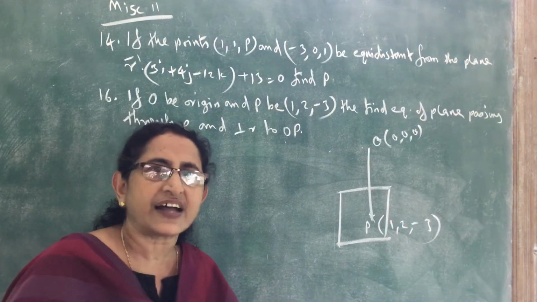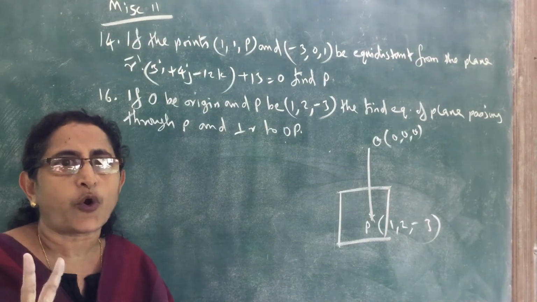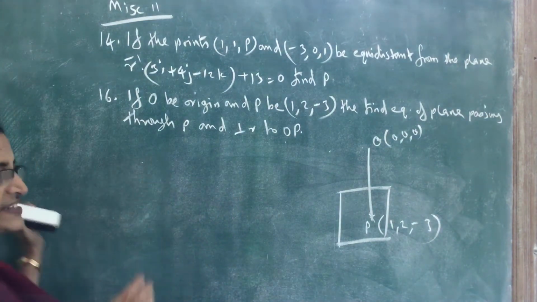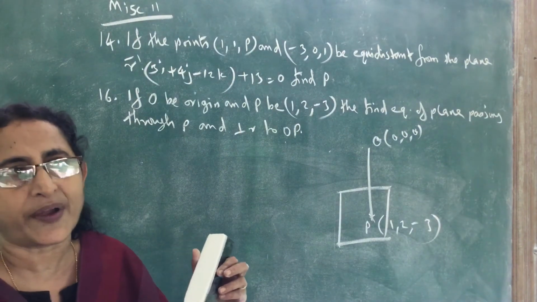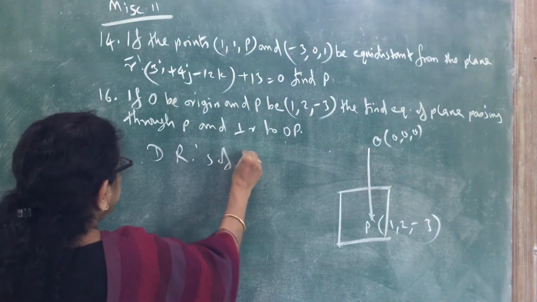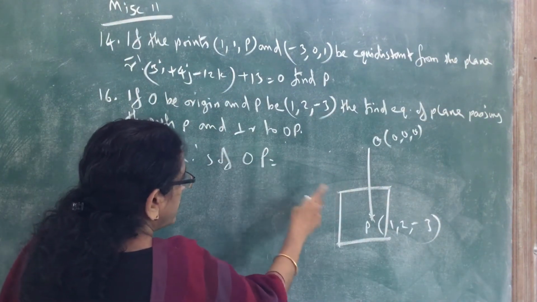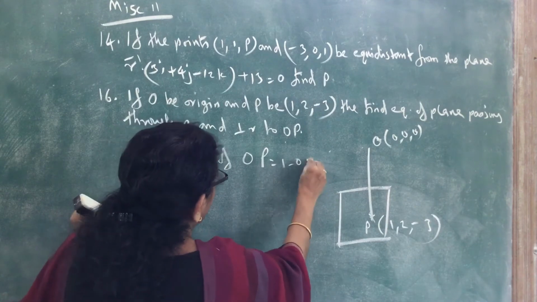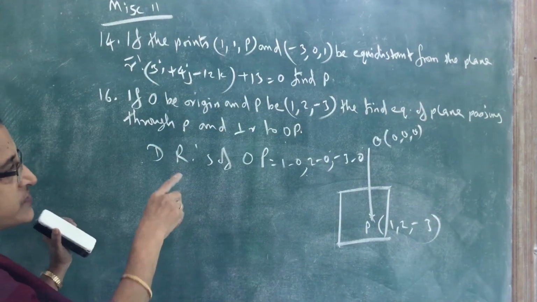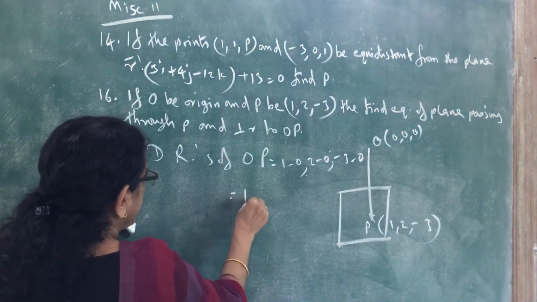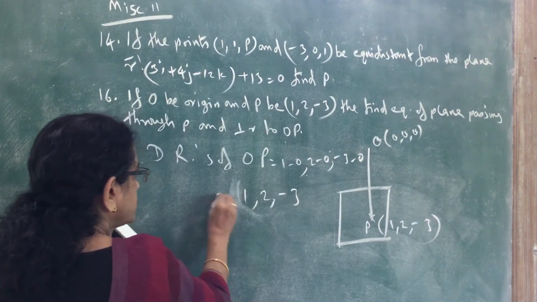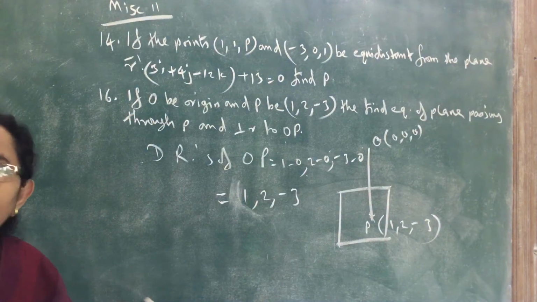So we can find the drs of normal. If you know 2 points on a line, we can find the drs of that line. So we can find drs of OP, that is x2 minus x1, y2 minus y1, z2 minus z1. So first we can find the drs. Drs of OP, that is 1 minus 0, 2 minus 0, minus 3 minus 0. That is the same thing, 1, 2, negative 3. So these are the drs of OP, drs of normal to the plane.